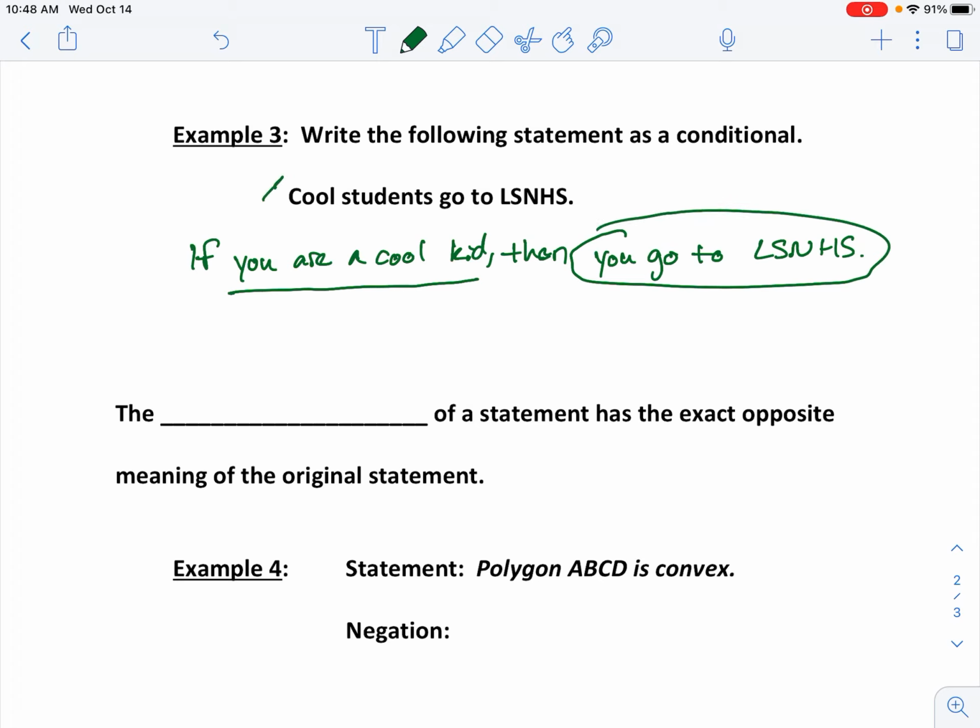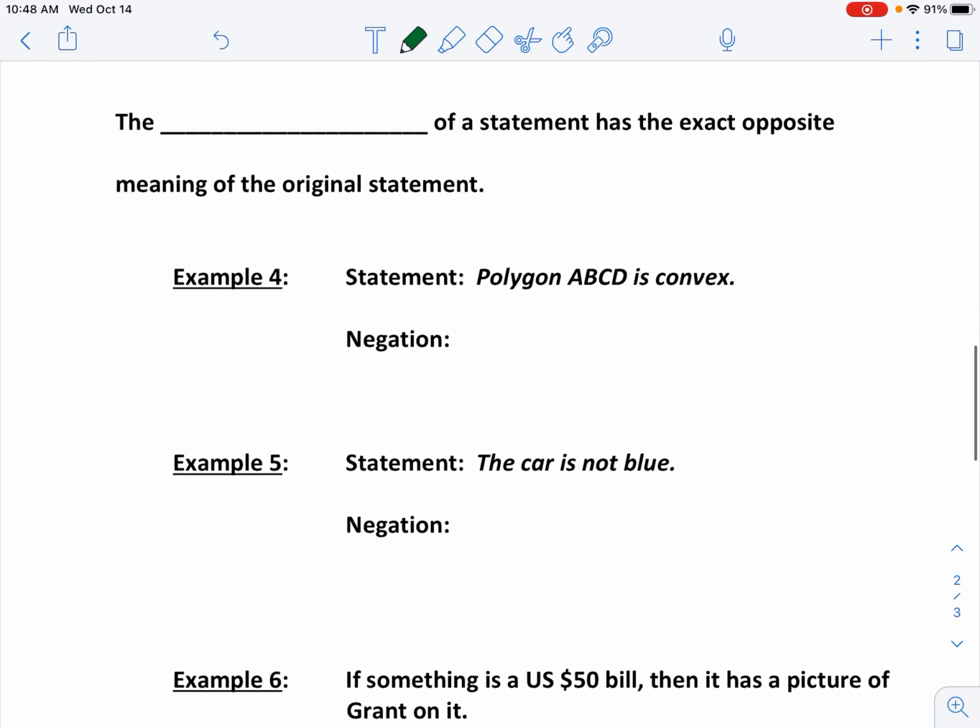But taking a statement like this one here and creating a conditional statement is something that we're going to be working on and hopefully we'll be able to do as we go through this unit. The negation of a statement is the exact opposite meaning of the original. If we negate a statement, we are taking the exact opposite meaning.